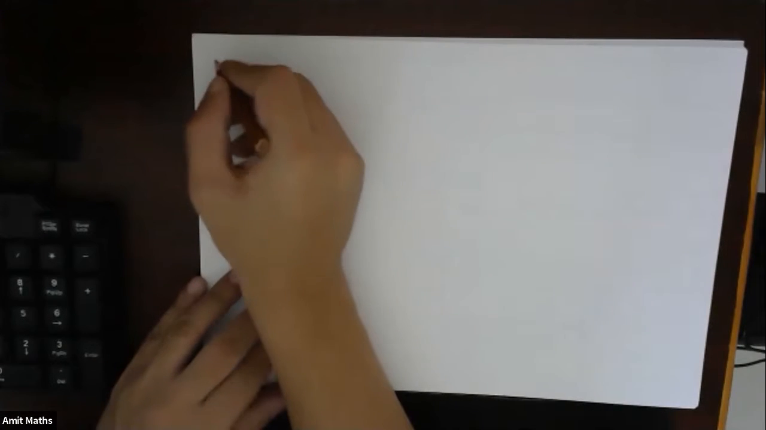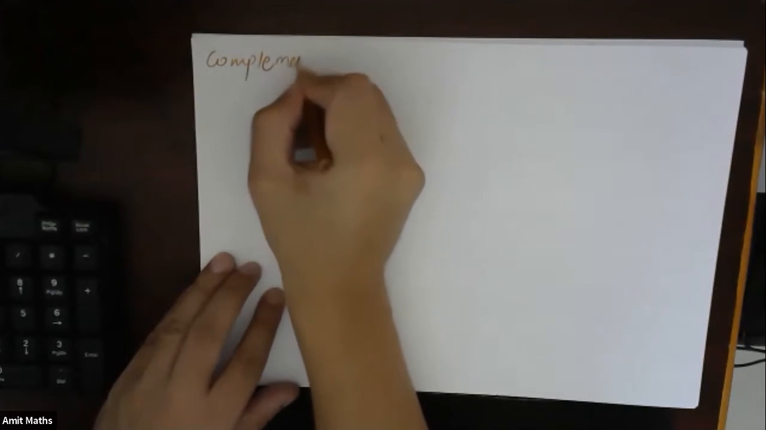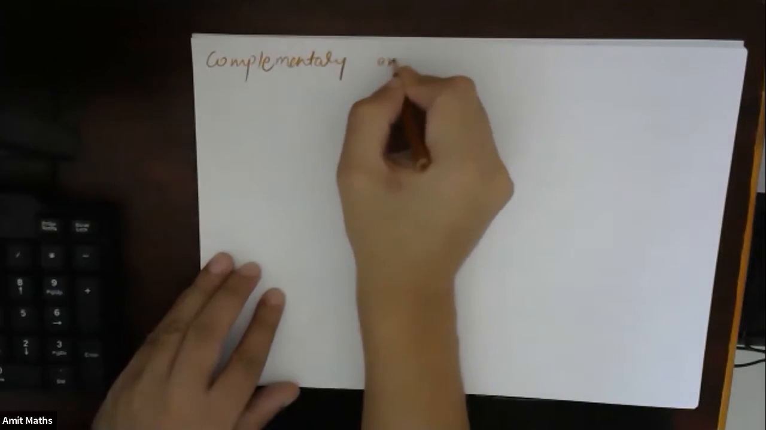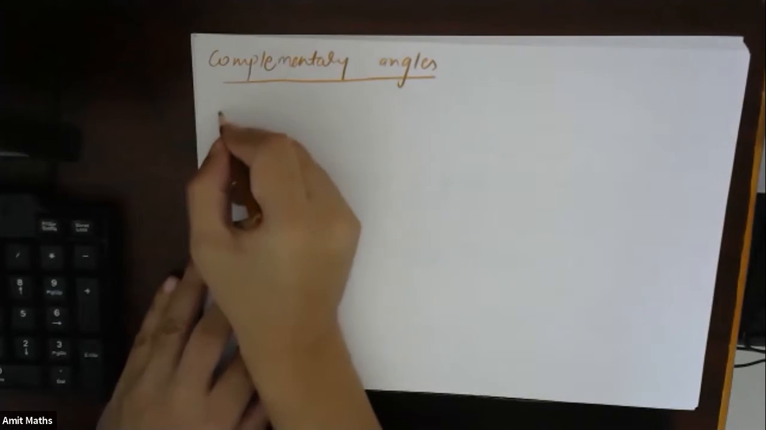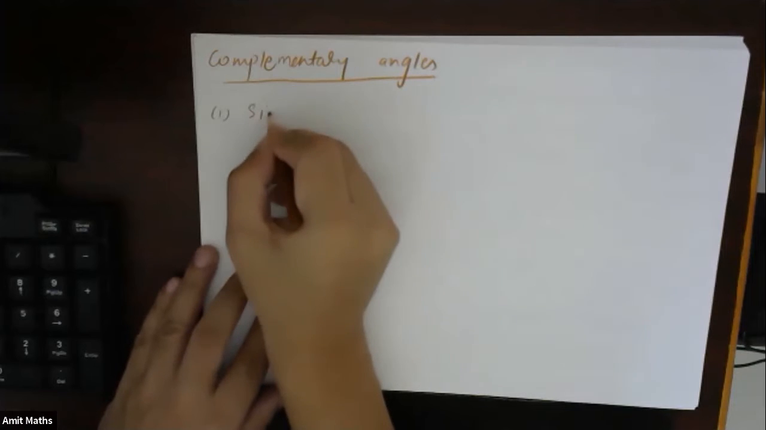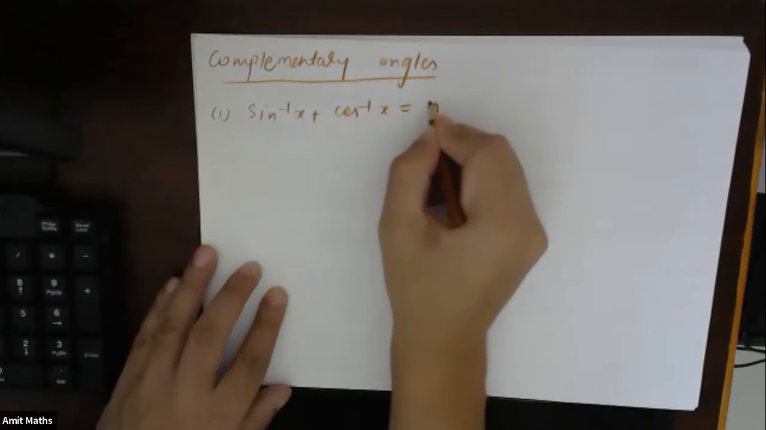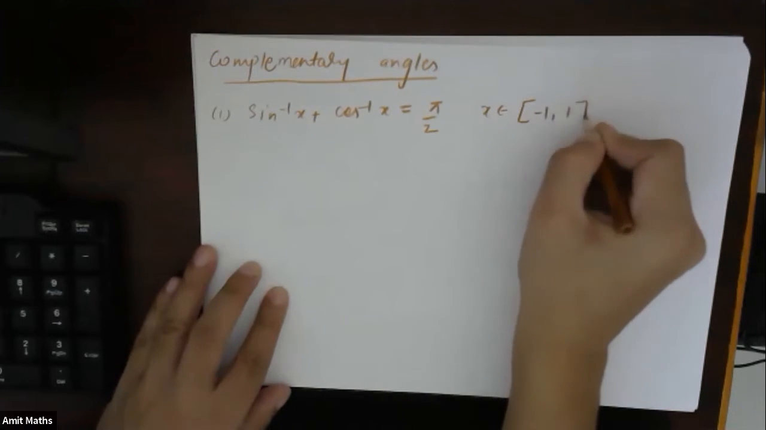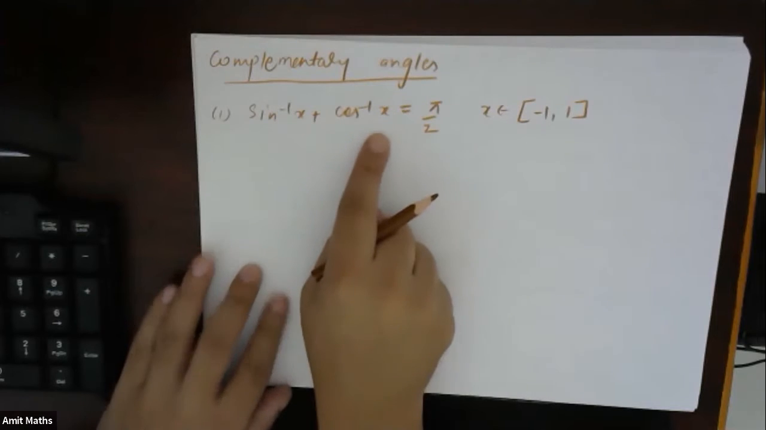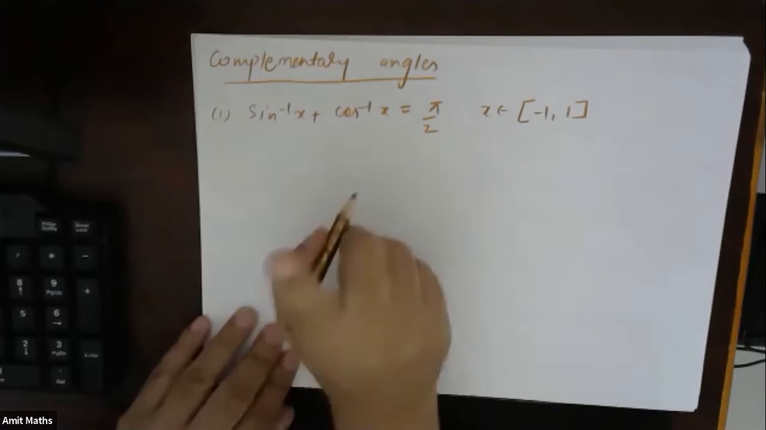Now the last kind of property, which is for complementary angles. This is a very important property. First, sine inverse of x plus cos inverse of x will always be equal to pi by 2, where x belongs to -1 to 1. Okay, this is one of the properties.